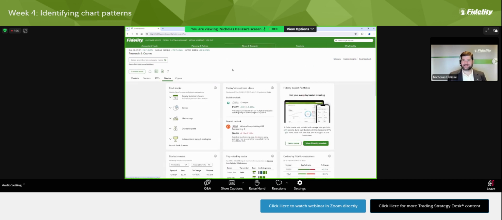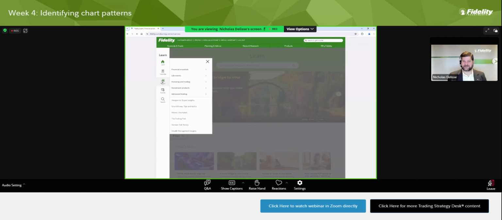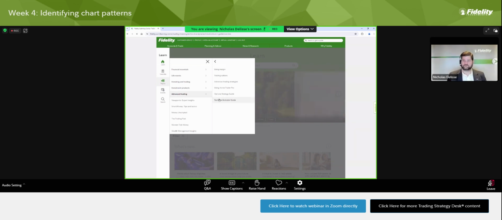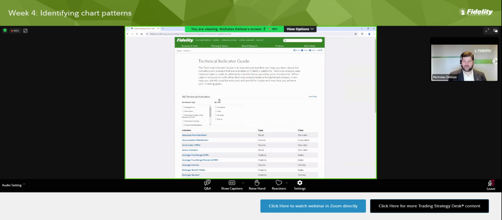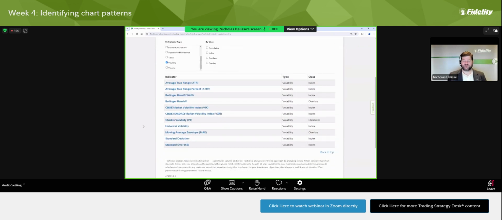Once the stock research page loads, it lets me come down to Learn. So let's see. There we go. News and Research, Learn. Over here on the far left side, topics, advanced trading, technical indicator guide. And then, of course, from here, scroll down, volatility. We've got a bunch of answers with this.